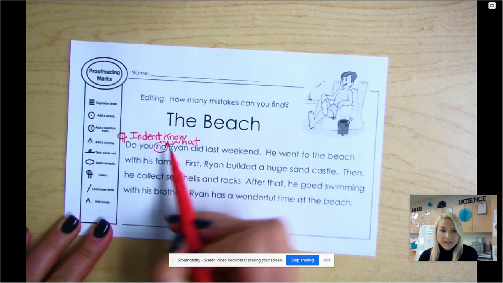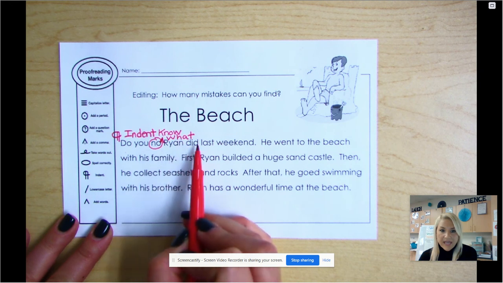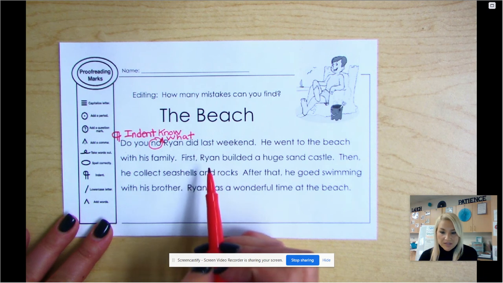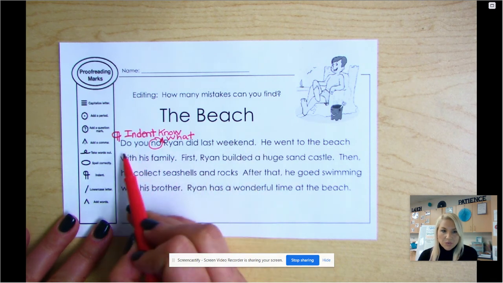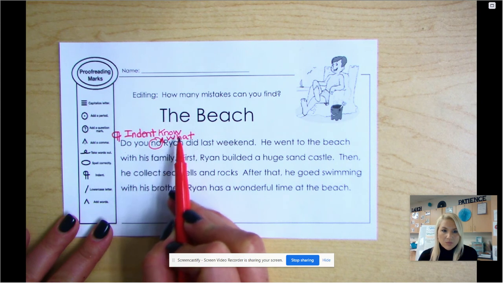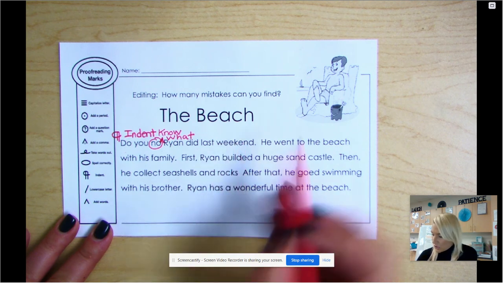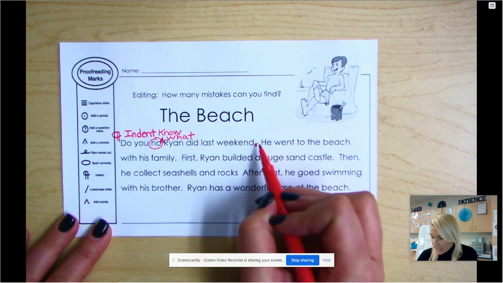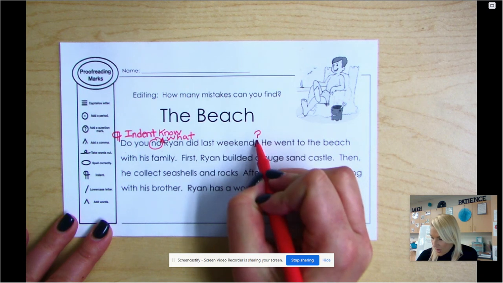So my new sentence here should have an indent. And then it says, do you know what Ryan did last weekend? So when I rewrite this, or if I was typing, I would make those changes. However, something else is wrong at the end of the sentence. They have a period. Do you know what Ryan did last weekend? They're asking a question, which means the end punctuation, I'm going to go ahead and cross it out because it should not be a period, and it should be a question mark.